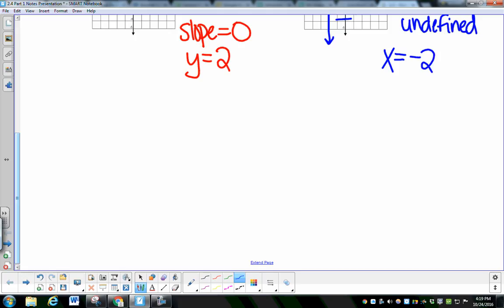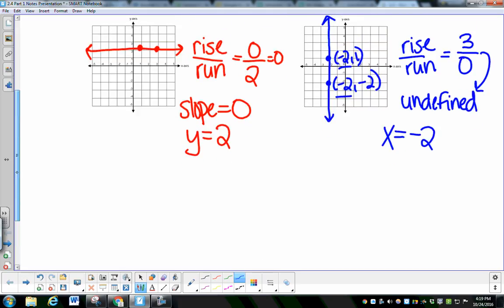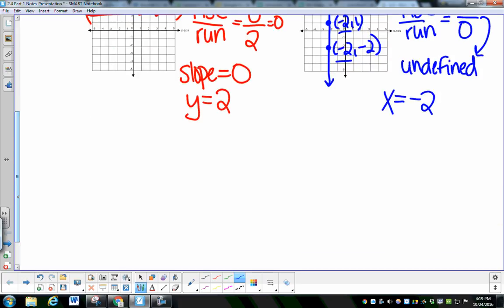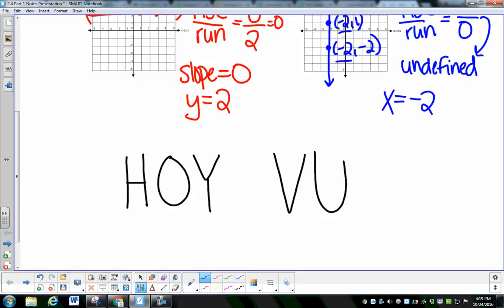So the way that I remember all of this stuff about horizontal and vertical lines is a little acronym, and it is HOY. Oops, I want to do that in black. HOY, H-O-Y, although you'll find out it's not really an O. VUX. HOY VUX.